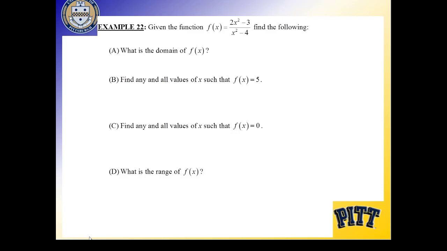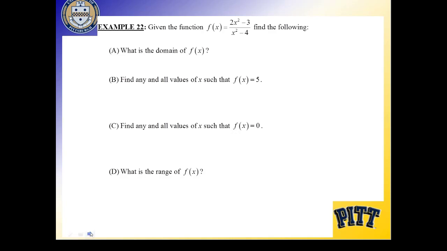So example 22 here, we're given the function 2x squared minus 3 over x squared minus 4, and we're asked these questions. What is the domain of f of x? Okay, well, when I look at this, my domain convention, it's a rational function, so I have that fraction bar and I have a variable on the bottom, so can I get zeros on the bottom?